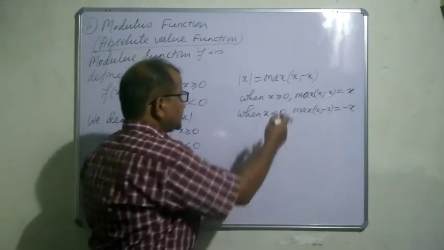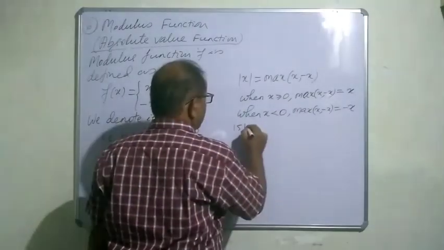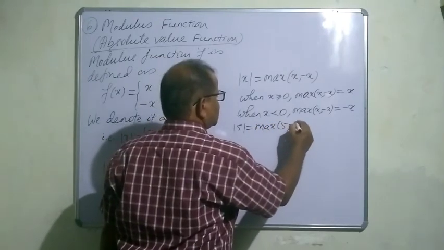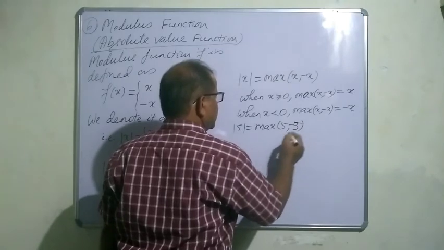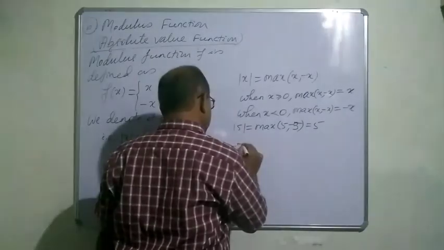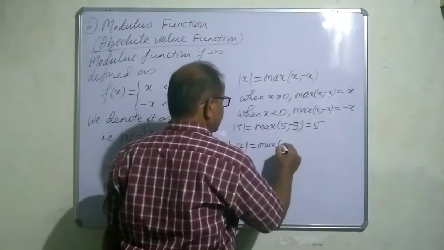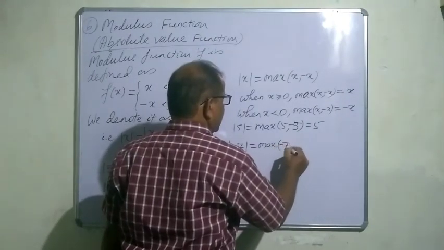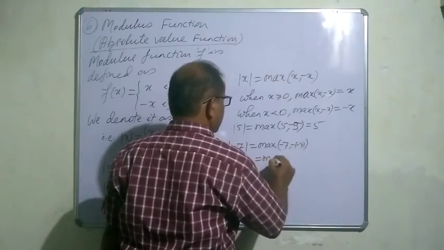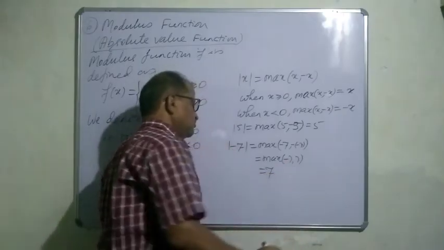You can use this definition for this function. Suppose you are finding the modulus of 5. You can write the maximum of 5 and minus 5. Which is greater? It is clear that it is 5. What is the modulus of minus 7? It is the maximum of minus 7 and minus of minus 7, that is the maximum of minus 7 and 7. That is also 7.